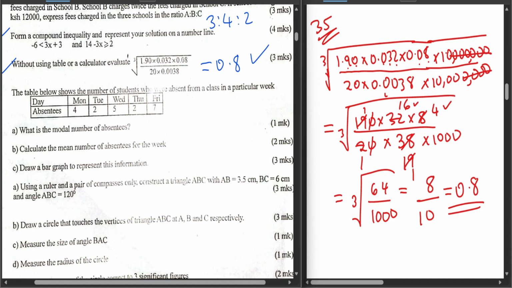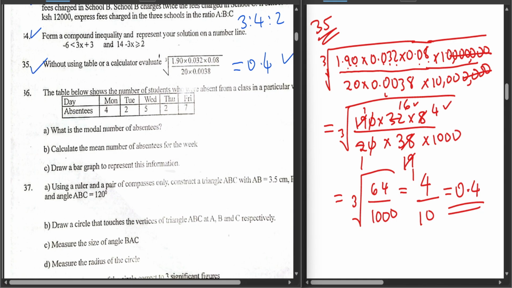Oh sorry, the cube root of 64 is not 8. It's supposed to be 4, because 4 times 4 times 4 gives you 64. So your final answer should be 0.4, not 0.8. I was just in a rush. Okay, so that's the answer.